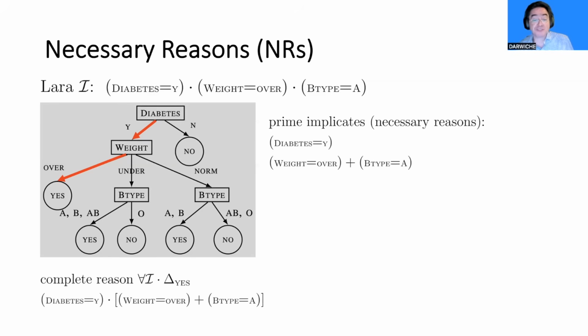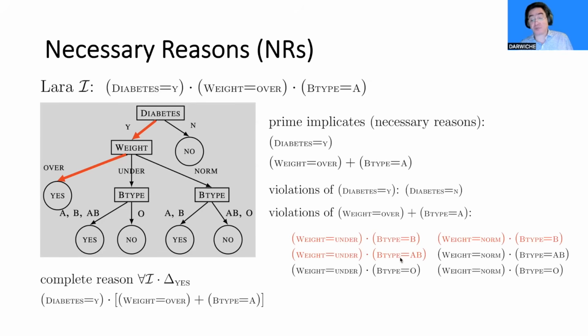Okay, so let's look at the first one. There is only one way to violate it, by saying diabetes is no. And if indeed you do that, the decision will flip. The second one, there are 6 ways to violate it. It says weight is over or blood type is A. So I have to negate this, negate that. So actually there are 6 different ways in which I can change the instance to violate it. Half of them, the ones in black, do indeed flip the decision.